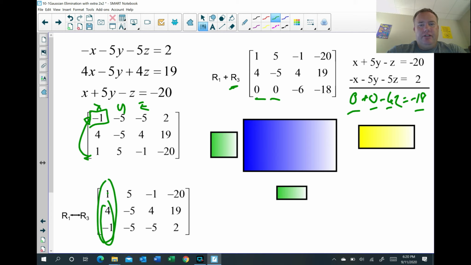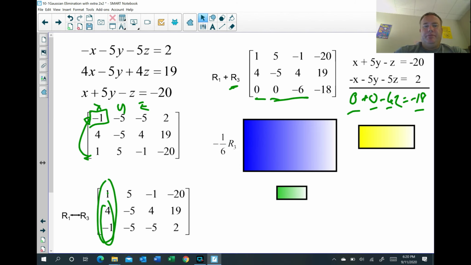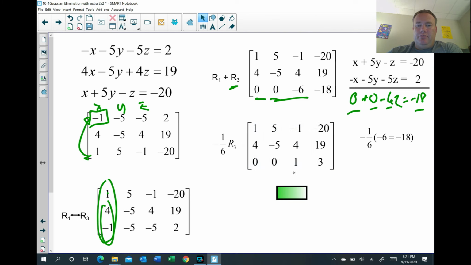Now, there are different ways of doing this, and we can make that a 0 first, but since I'm already kind of on a roll right here, I know I need to make this 1. So I'm going to do it right now. And again, how to make something 1? Multiply by its reciprocal. So the reciprocal of negative 6 is negative 1/6, which is what I would do with this. If I did this, I would end up with just a 1 and a 3. Okay? So at this point, with our columns, since that's the third column, that is representing z. So z is going to equal 3.